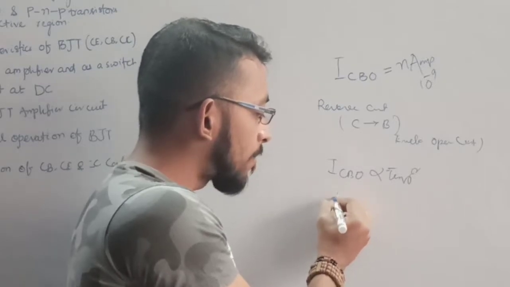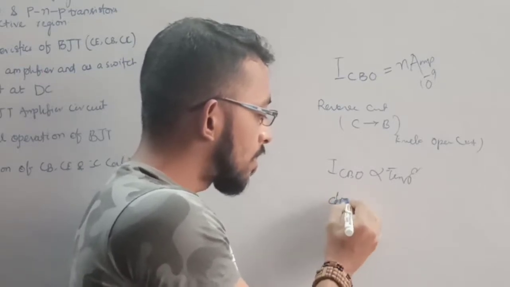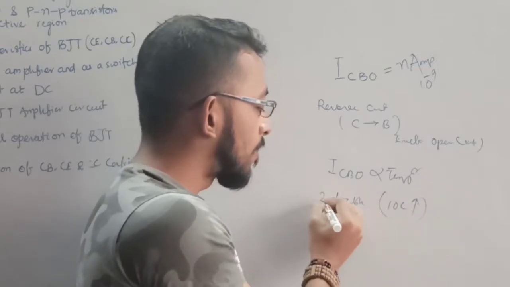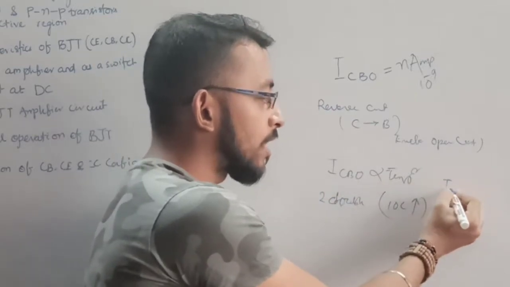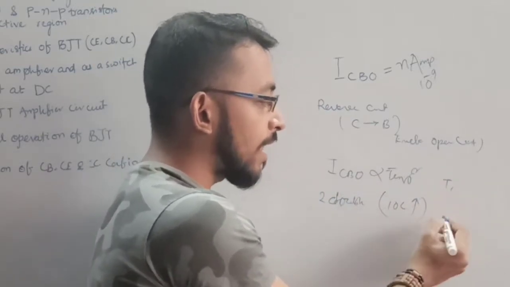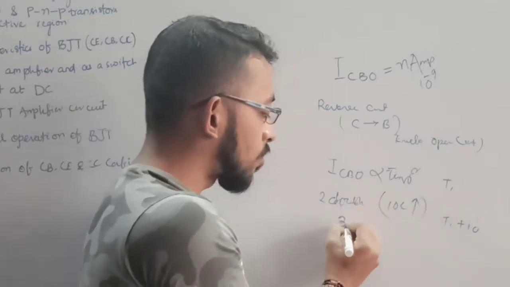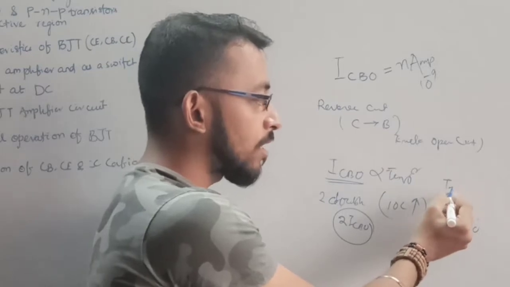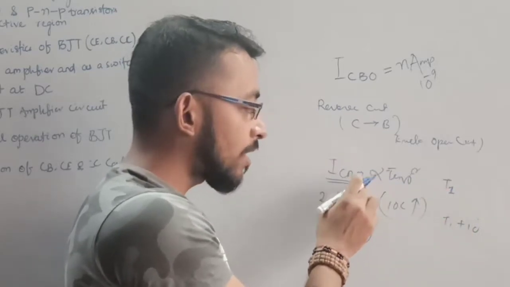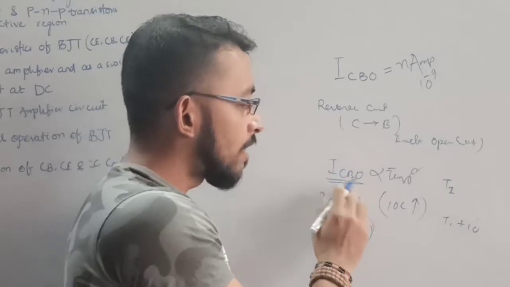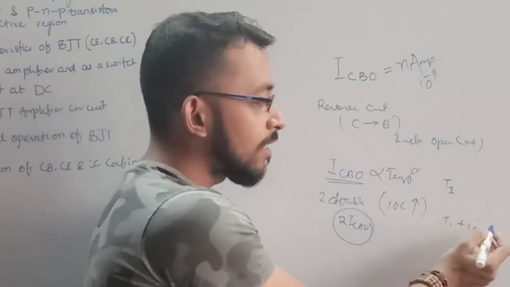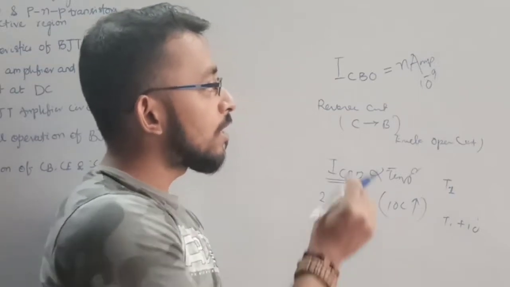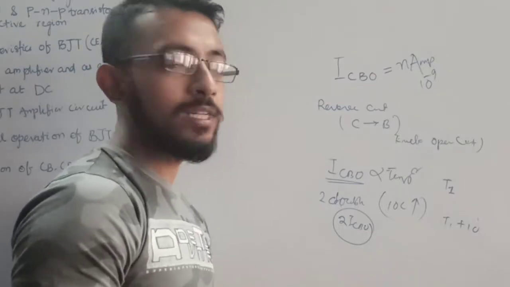This ICBO doubles for every 10 degree rise in temperature. If it is ICBO at T1, then at a 10 degree rise, meaning T1 plus 10 degrees, it will become 2 ICBO. Are you getting it or not? When I increase my temperature by 10 degrees, my current becomes 2 times, that is 2 ICBO. So this is a small leakage current that is always present in a transistor.